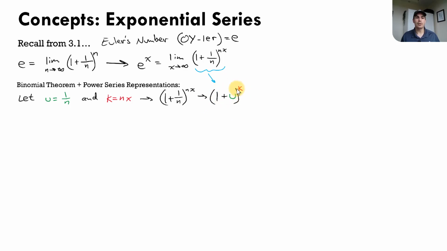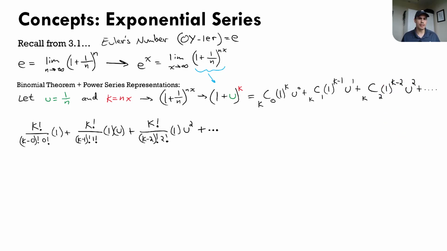Now this looks like the binomial theorem expansions that we worked on last lesson. So if I were to expand this, I would have k choose 0, 1 to the k, u to the 0, plus k choose 1, 1 to the k minus 1, u to the 1, plus k choose 2, 1 to the k minus 2, u squared. And we're just going to keep on going with that, right? If I were to expand out these combination coefficients, I'd have k factorial over k minus 0 factorial, 0 factorial, and k factorial over k minus 1 factorial, 1 factorial, and k factorial over k minus 2 factorial, 2 factorial.